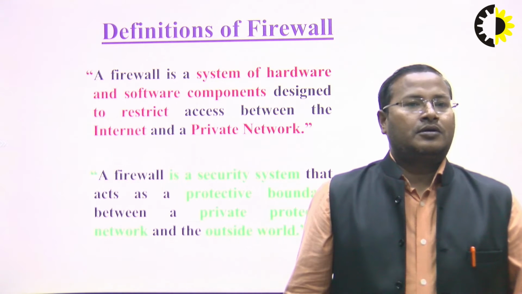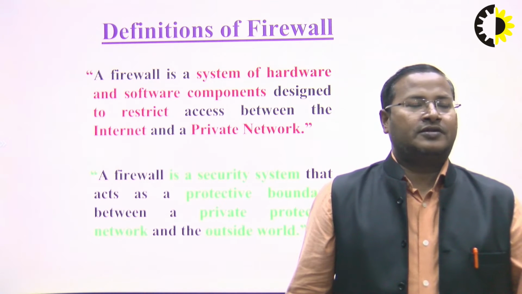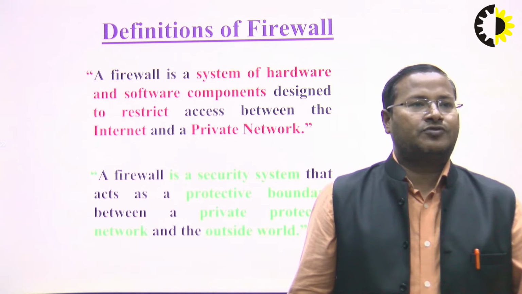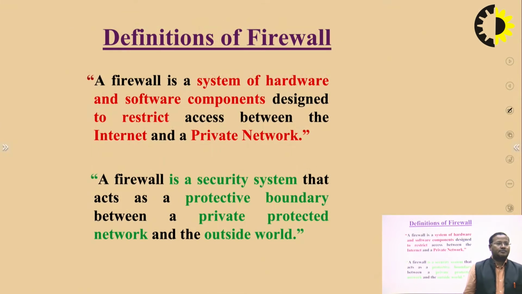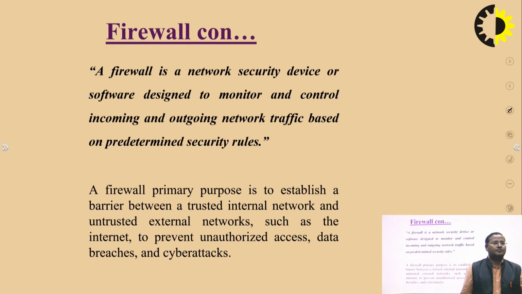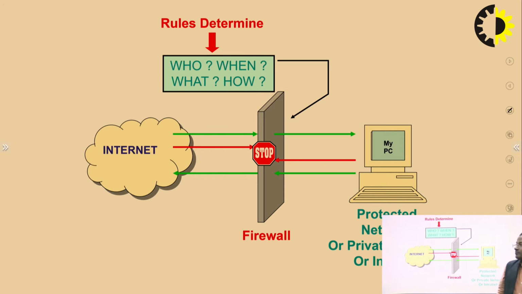So, firstly, I am going to give the definition of the firewall. A firewall is a system of hardware and software components designed to restrict access between the internet and a private network. A firewall is a security system that acts as a protective boundary between a private protected network and the outside world. A firewall is a network security device or software designed to monitor and control incoming and outgoing network traffic based on predefined security rules. This is the diagram.